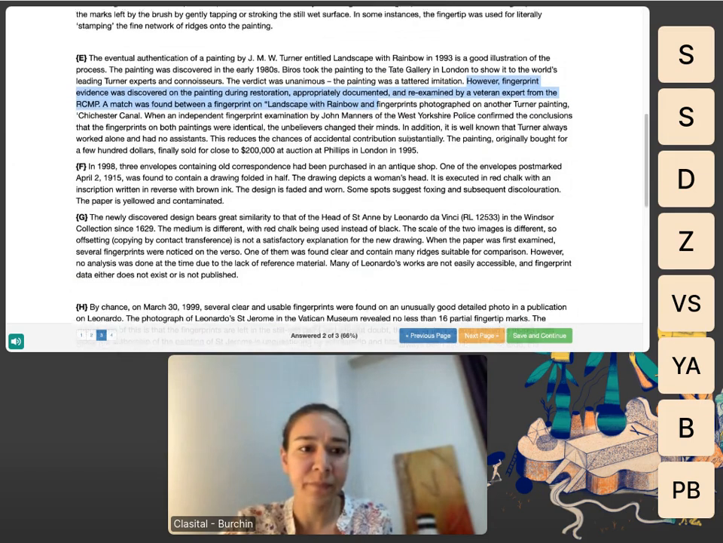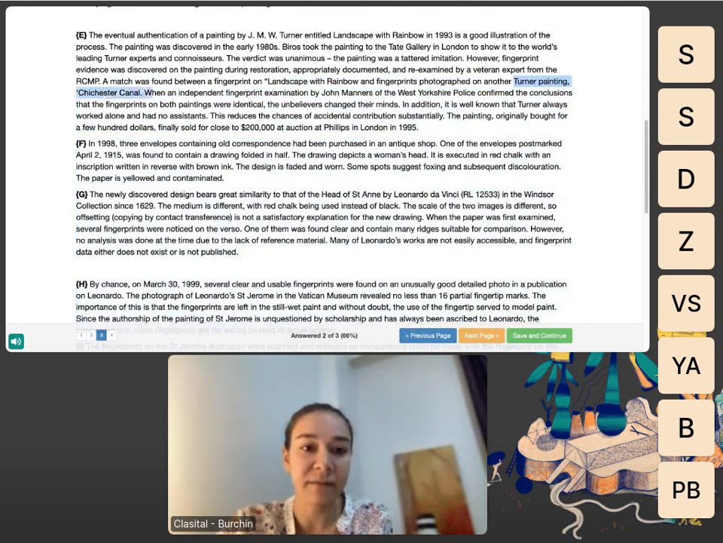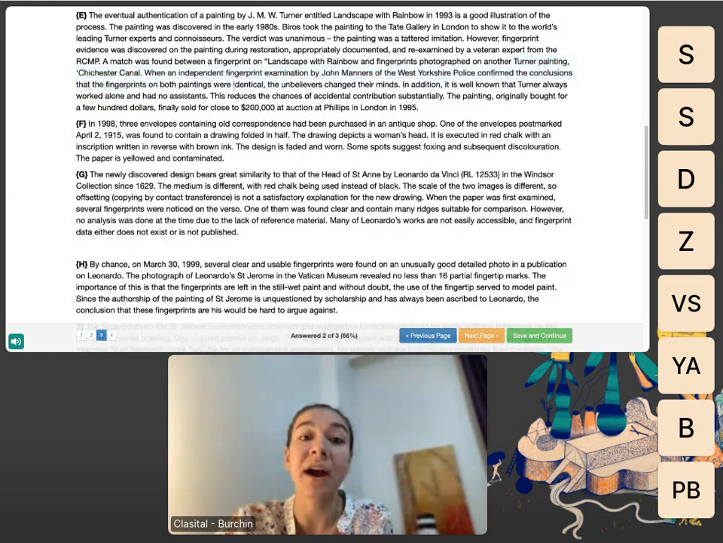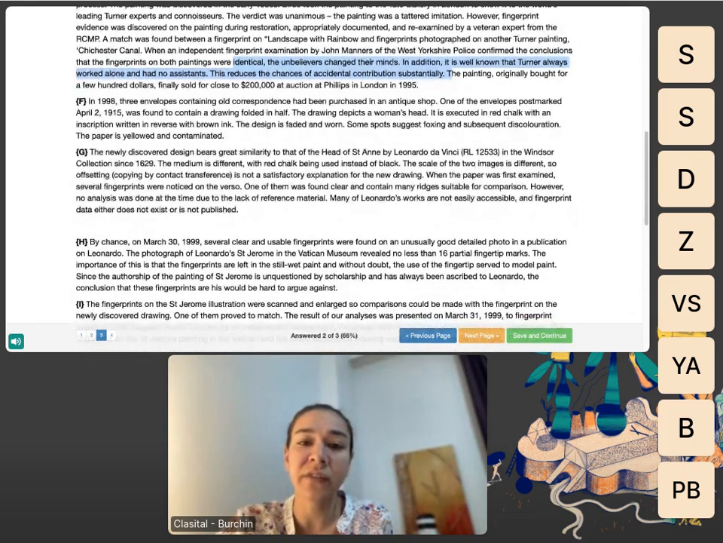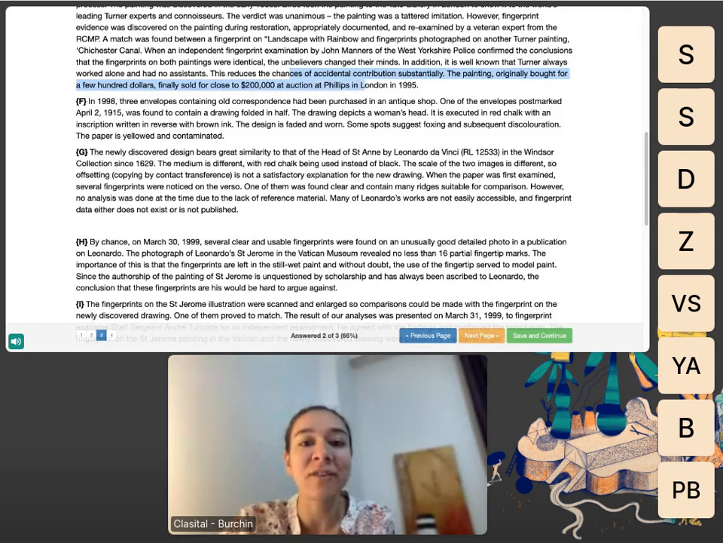A match was found between a fingerprint on Landscape with Rainbow and fingerprint photographs on another Turner painting, Crystal Canal. Confirmed the conclusions that fingerprints on both paintings were identical. The unbelievers changed their minds. In addition, he worked alone and had no assistance. This reduced the chance of accidental contribution. The painting originally bought for a few hundred dollars finally sold for close to 200,000 at auction at Phillips in London in 1995.